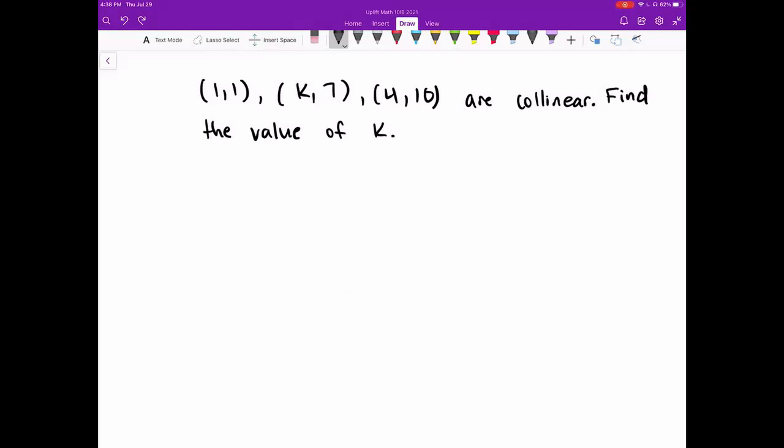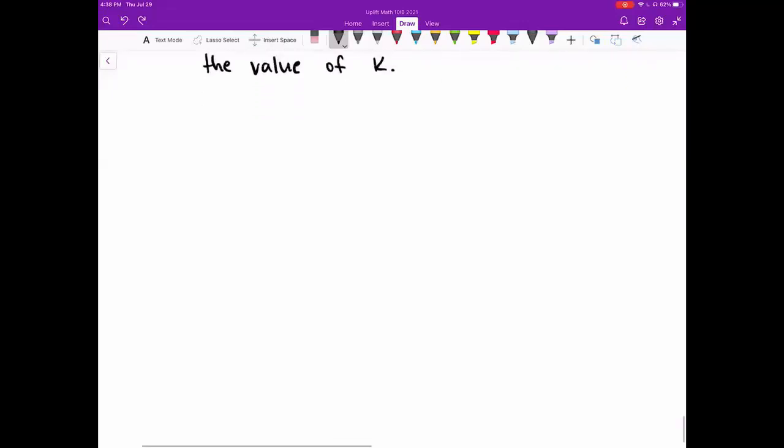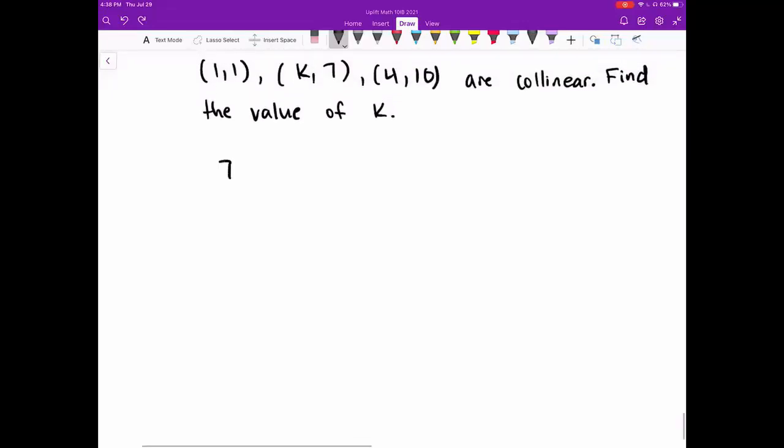Okay. So what we're going to do is find two slopes essentially, and one of the slopes is going to have a k, so we can isolate the k. We could calculate the slope between the second point and the first point. So (7 minus 1) divided by (k minus 1). And then we can find the slope of 2 points that are already known. So we could find the slope between (1, 1) and (4, 10).